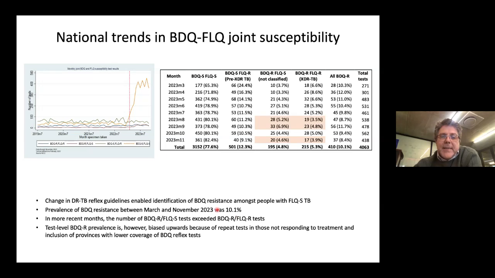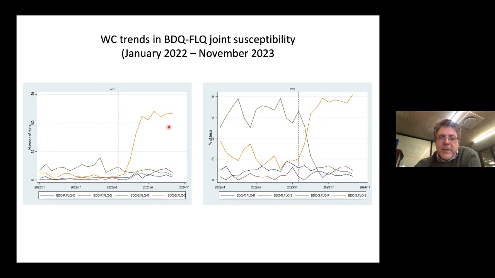But what is important is that in this data, the Western Cape had the highest coverage of bedaquiline resistance testing amongst patients with rifampicin-resistant TB. So turning to the Western Cape, over more recent periods so you can see it more clearly, you've got absolute numbers of tests on the left and the proportion of tests on the right. As before, we see this increase in the BDQ, FLQ-S numbers of tests and in the percentage. But the red line, the bedaquiline-resistant fluoroquinolone-sensitive, is substantially higher in both numbers and percentages than those with bedaquiline-resistant and fluoroquinolone-resistant TB.